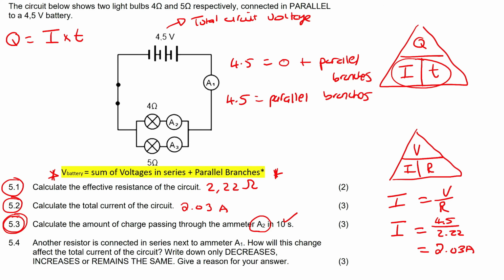And so why do I have a little asterisk over there? Well, the reason I say that is that all of the parallel branches will be the same voltage. So we've just worked out that the parallel branches are going to be 4.5, so that's going to be 4.5 volts each. So this is going to be a 4.5 volt branch, and this is going to be a 4.5 volt branch. Okay? Another way to think about it is the following.